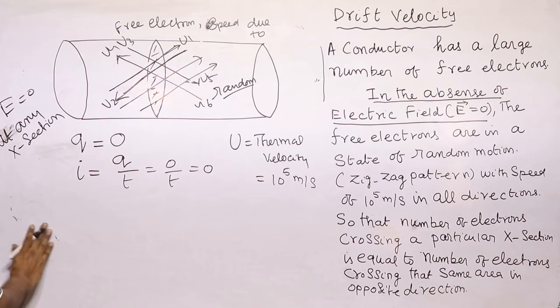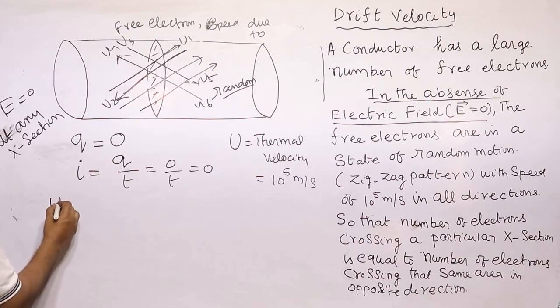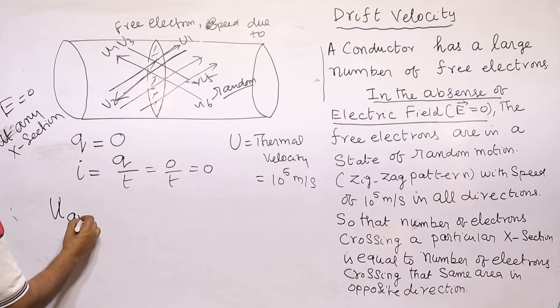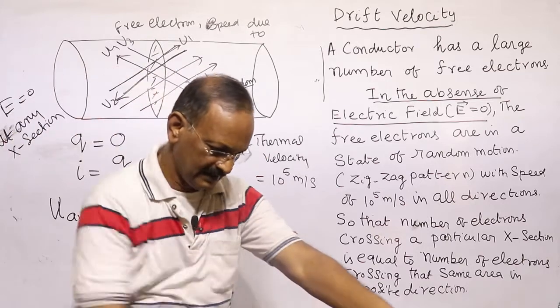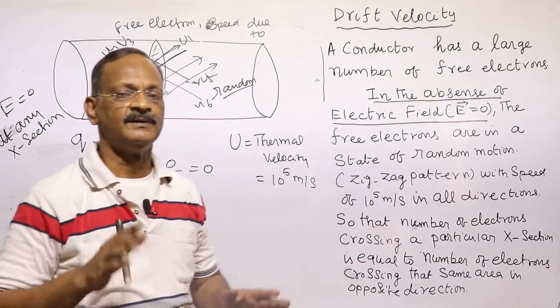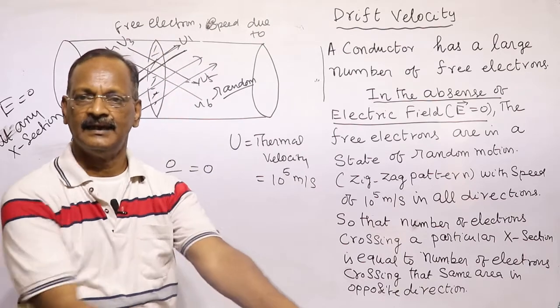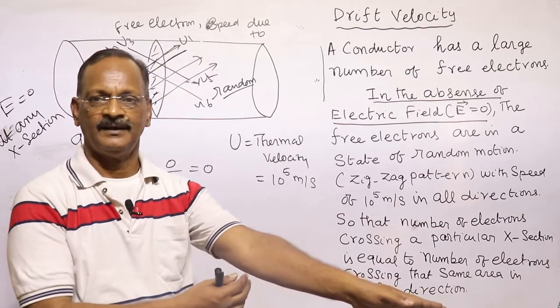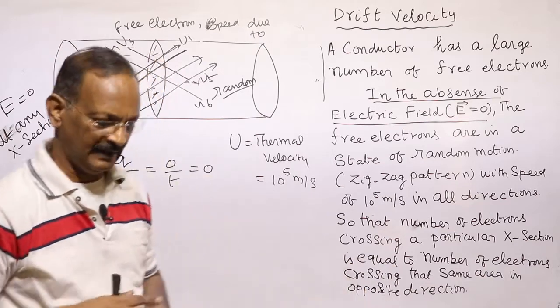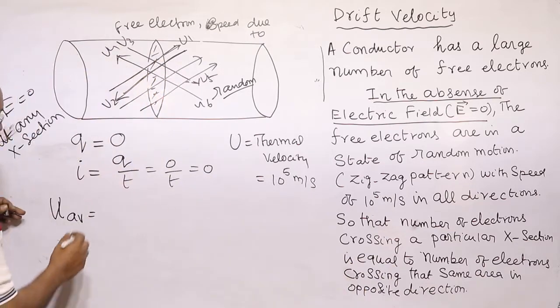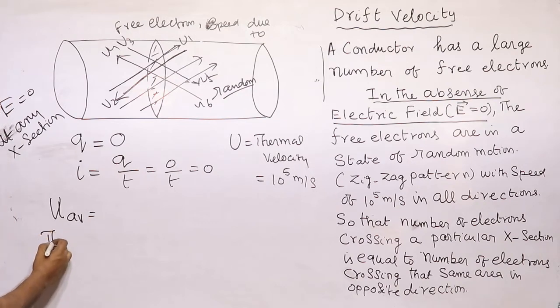So in this case we can say the average thermal velocity is equal to... what is average thermal velocity? One electron is going this way, another this way, and oppositely one more is coming. So what is the average velocity? This is minus 5, this is plus 5, and this is minus 5, so it is a 0 pair. And another one, 0.